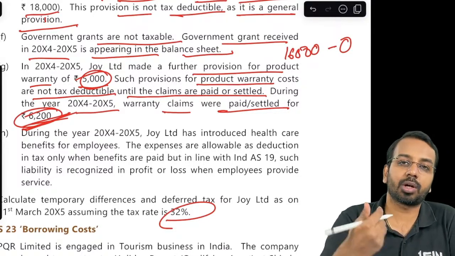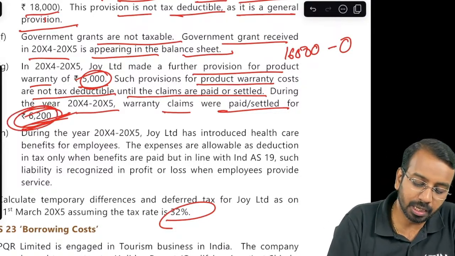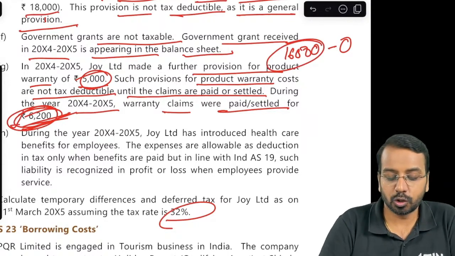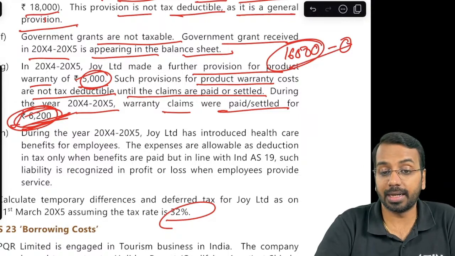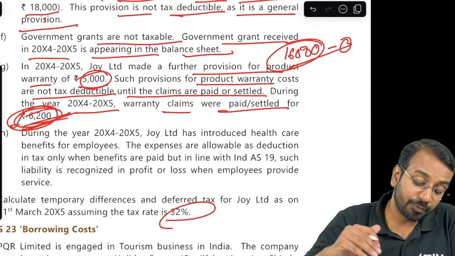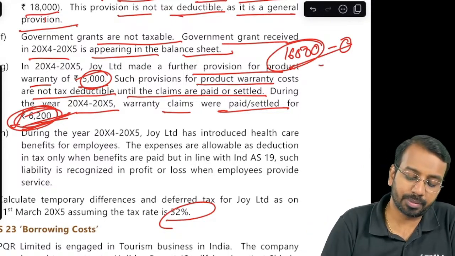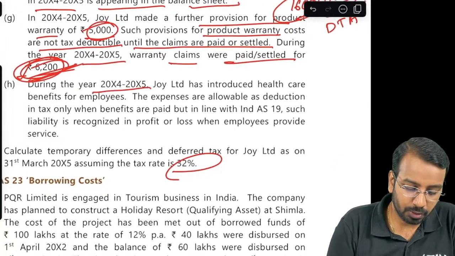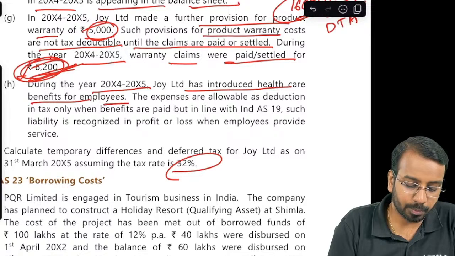So while calculating your current tax, you would have already considered it, and to determine this 16,000, you would have already accounted for this. So whatever is the difference in the warranty expenses, that will not be allowed. In future, when it is allowed, at that time it will become tax deductible. So DTA. Then year 4 year 5, they introduced a healthcare benefit for employees.